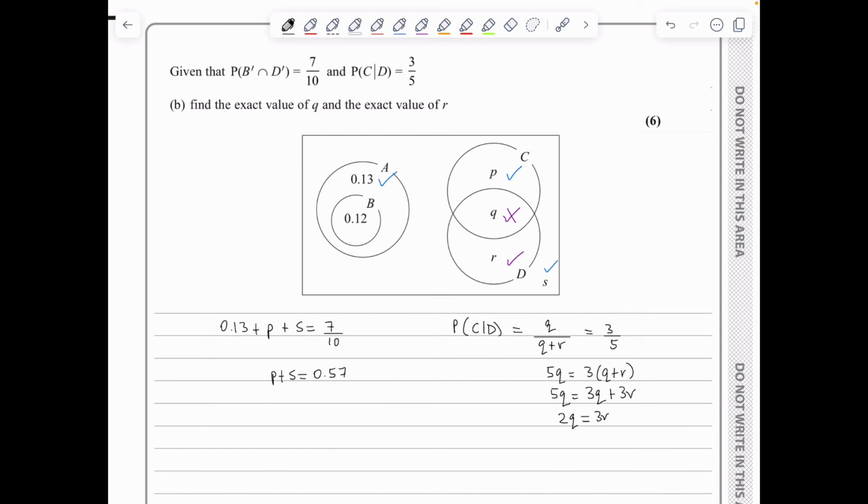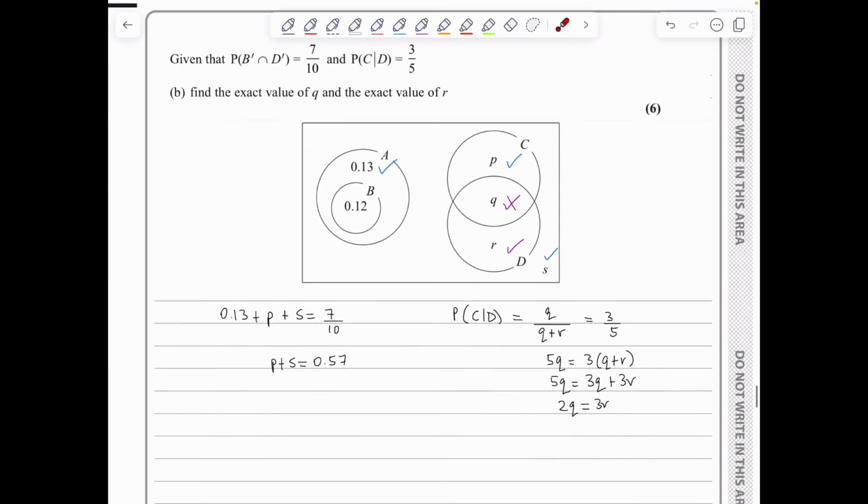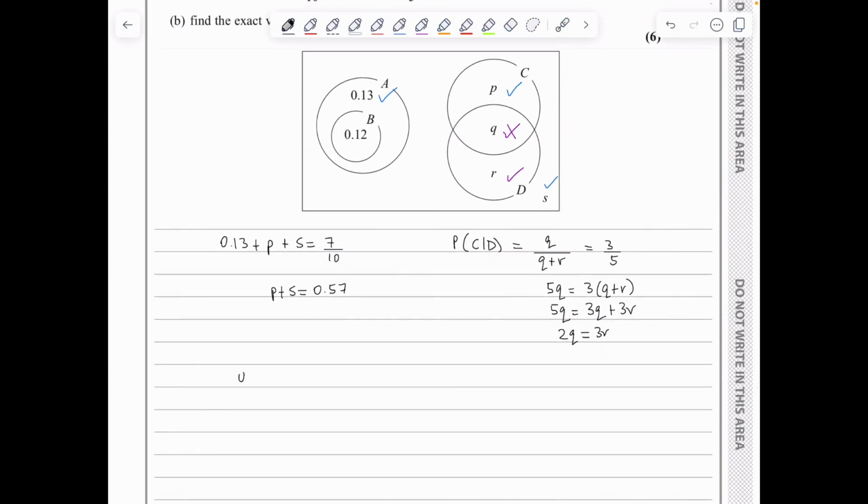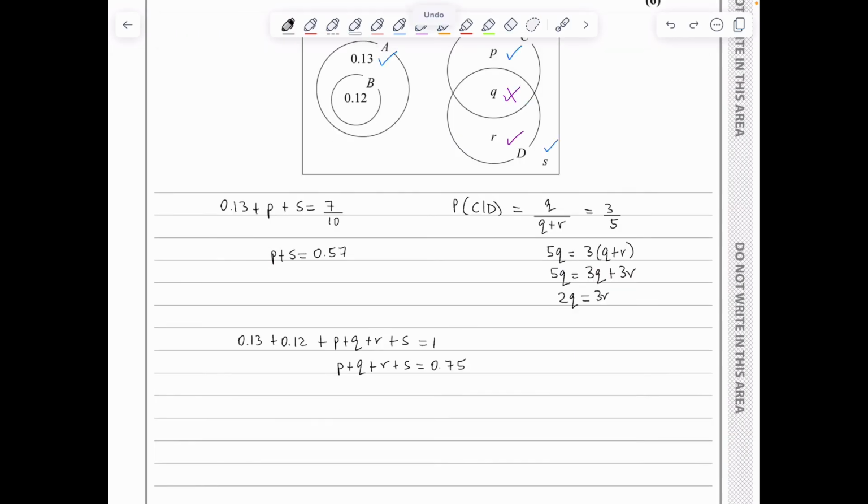Now we also know that the sum of the probabilities should be equal to 1, so this means that we've got 0.13 plus 0.12 plus P plus Q plus R plus S is equal to 1, which means that P plus Q plus R plus S is equal to 0.75. Now we've got P plus S is 0.57, so I can replace P and S with the 0.57. So 0.57 plus Q plus R is 0.75, and therefore Q plus R is 0.18.